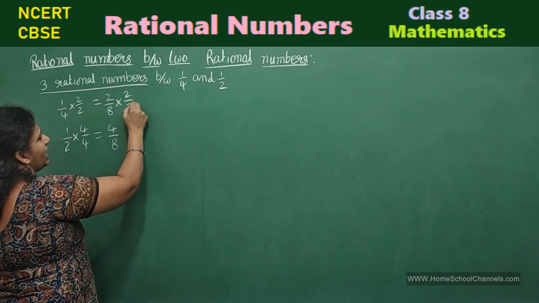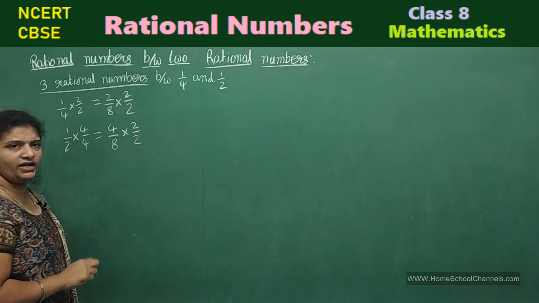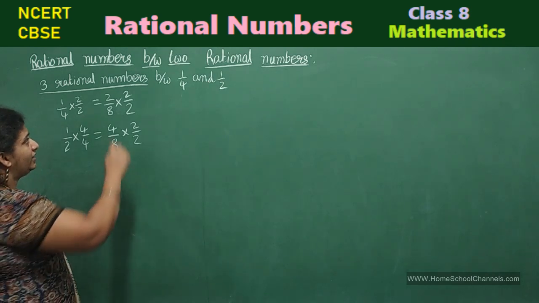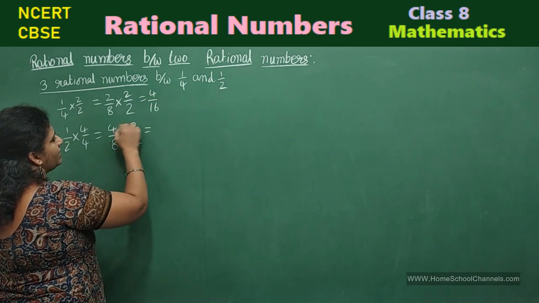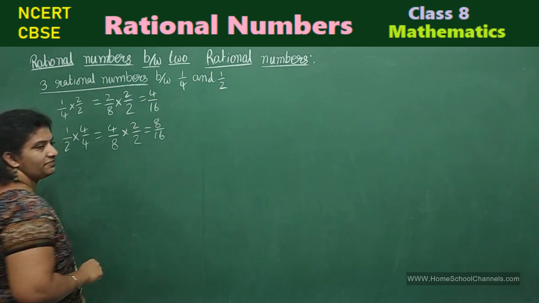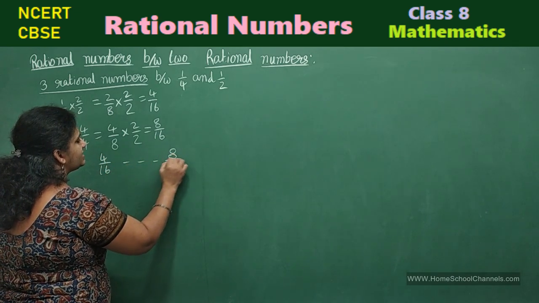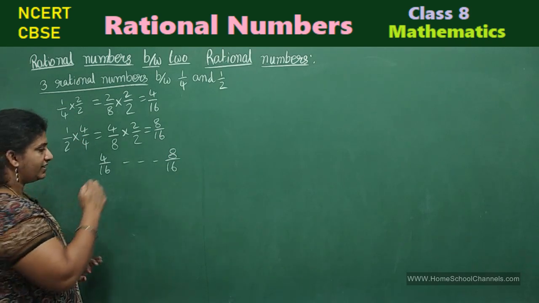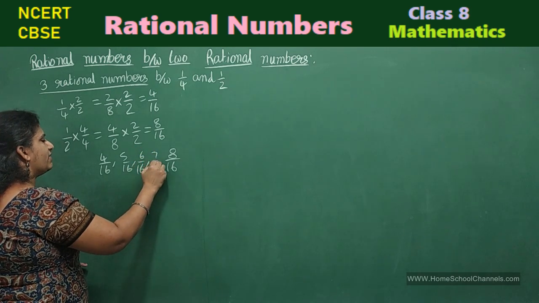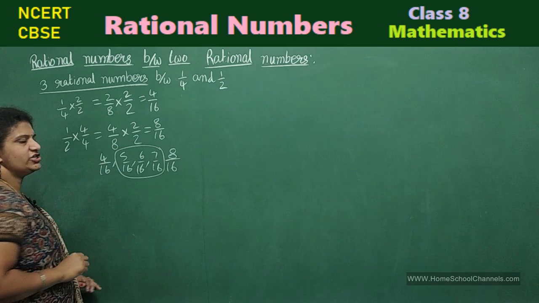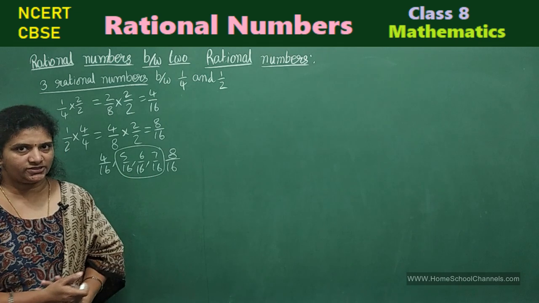Again multiply by 2 for numerator and denominator, and here also 2 for numerator and denominator, and check what we get. 2 2s are 4, 4 by 16. And here 4 2s are 8, 8 by 16. Yes, now I can write 4 by 16 and 8 by 16. Can you find 3 rational numbers? Yes, 5 by 16, 6 by 16, 7 by 16 are the 3 rational numbers between these two. Now 3 rational numbers, it is possible.